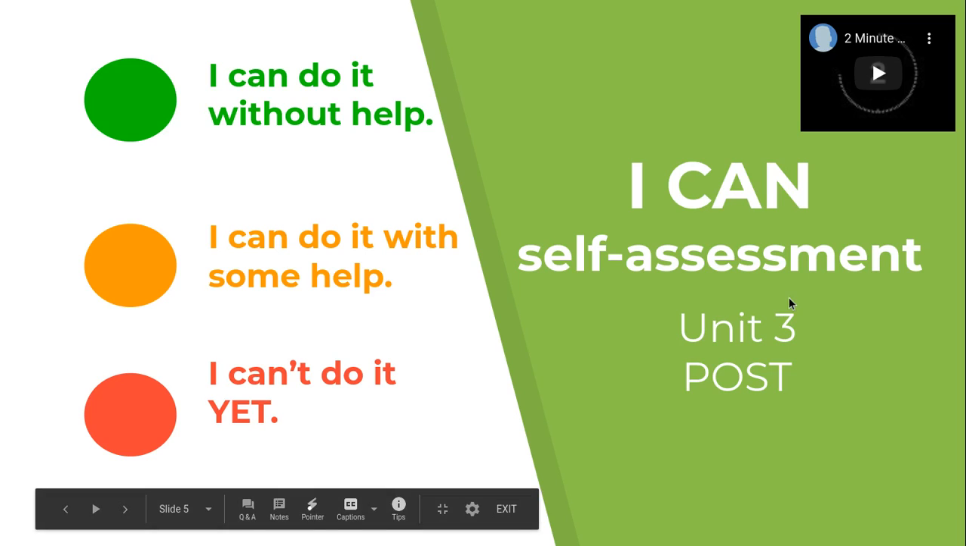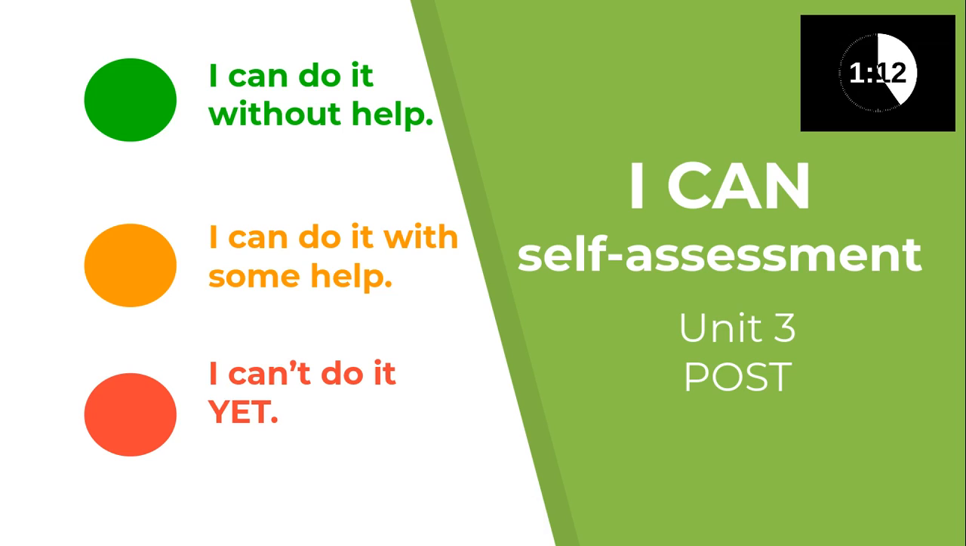So I'm going to go ahead and give you 90 seconds to do that. That way you should have some time if you need to go grab colored pencils to do that. So green, I can do it without help. Yellow, I can do it with some help. And red, I can't do it yet. So we're on our Unit 3, reading through our I cans. We're on the post self-assessment column. Vous avez une minute.